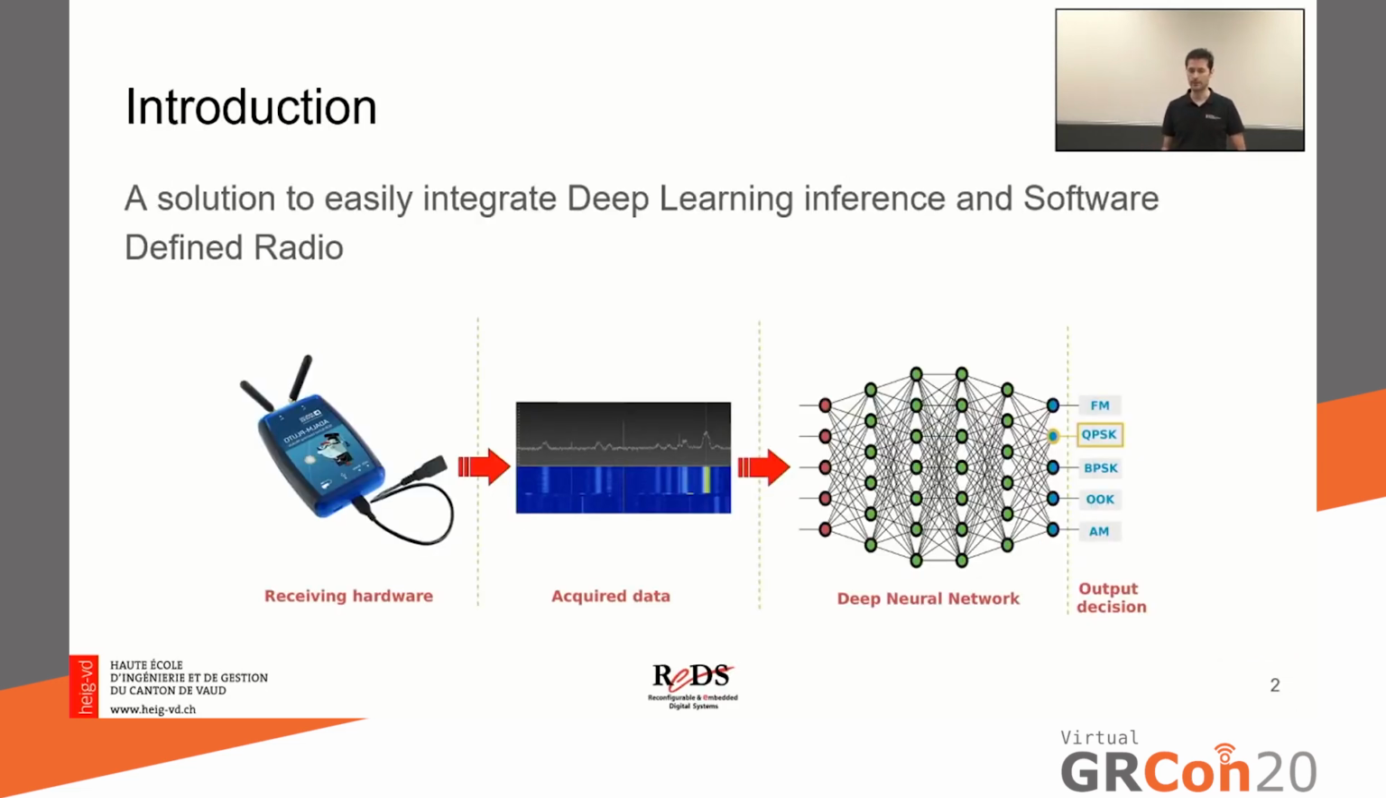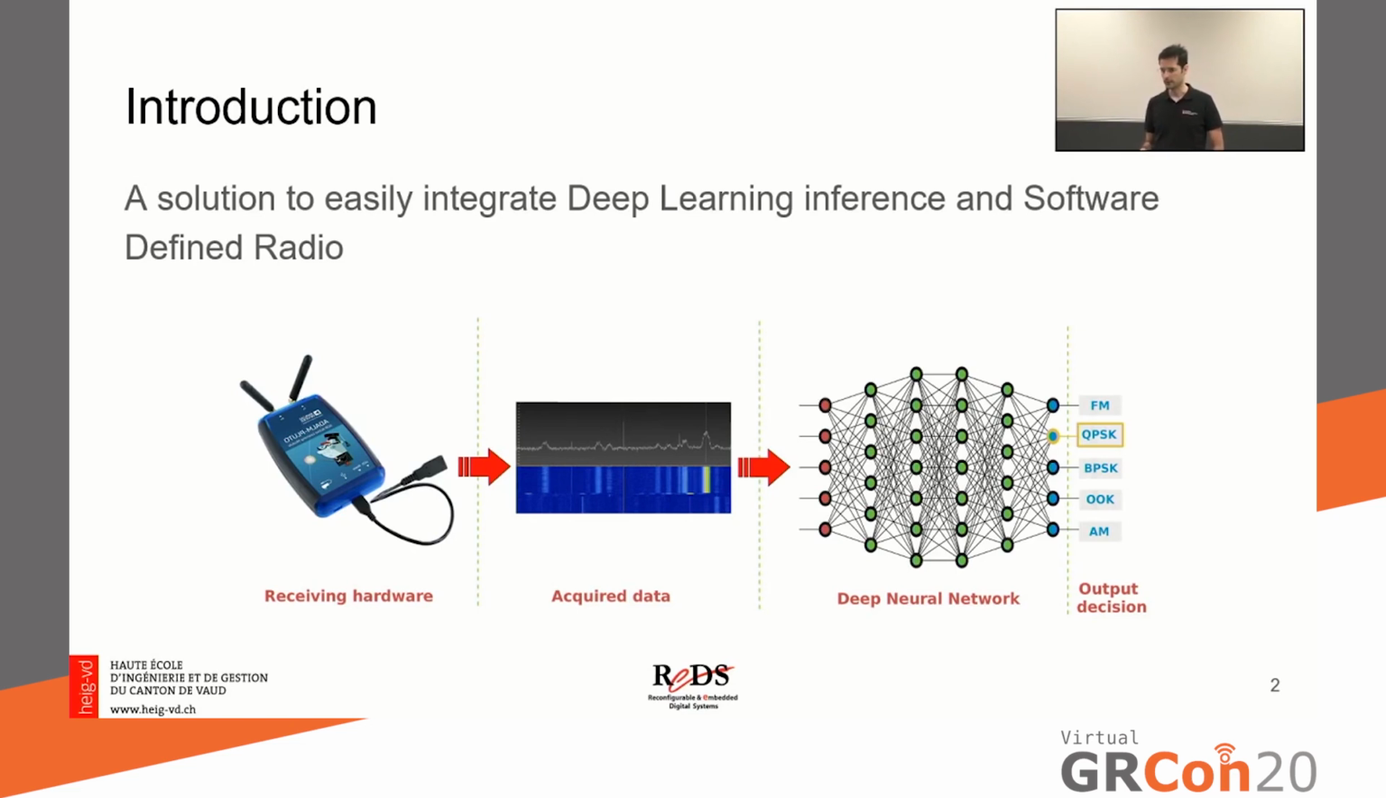As part of the initiative SDR Makerspace, we were looking for a solution that allows us to easily integrate deep learning inference and software-defined radio. Deep learning is getting more and more attention in the context of the radio frequency domain, and we've seen very interesting work done with cognitive radio and optimal resource allocation. We've seen interesting work done in security with device fingerprinting, and there are many more other applications of deep learning in the radio frequency domain.